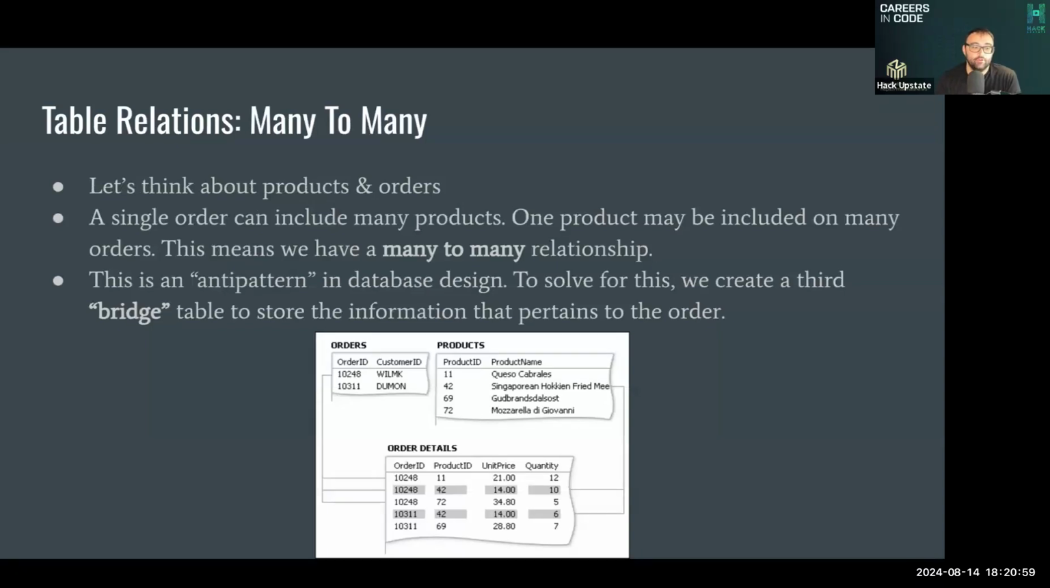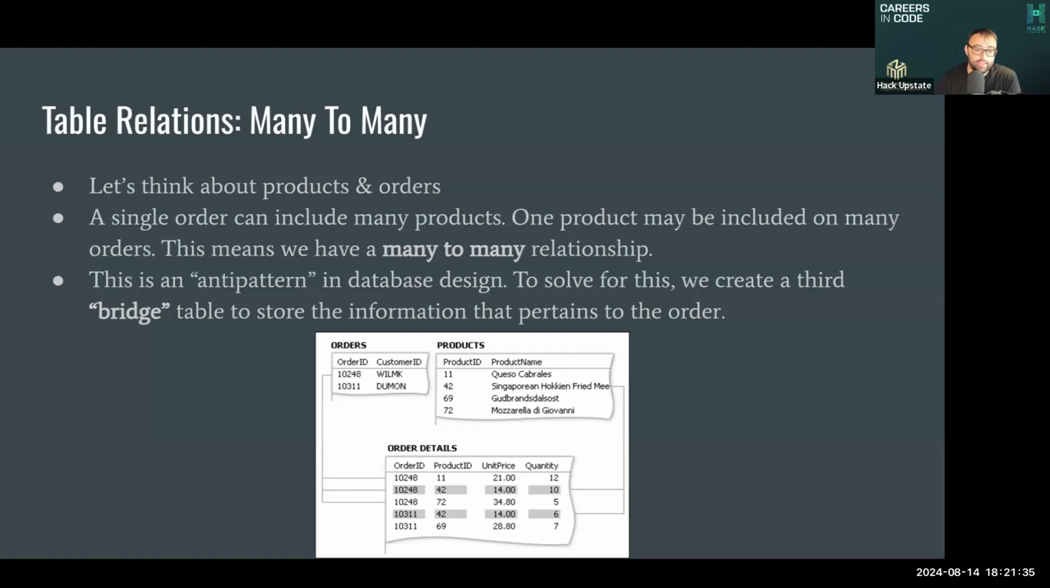Many-to-many tables get a little bit more complicated. So let's think about products and orders. A single order can have many products. One product may be included in many orders. That means we now have a many-to-many relationship because many orders could have many products in them, and many products could belong to many orders. So this is what we call an anti-pattern in database design, or in other words, a big no-no. We don't want to do a many-to-many relationship.